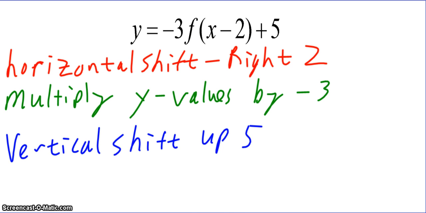Okay, hopefully you said there's going to be a horizontal shift to the right 2, or if you said add 2 to the x values, that's fine. Multiply the y values by a negative 3, or if you said vertical stretch, plus there's going to be a reflection over the x-axis. That's what multiplying the y values by negative 3 will do. And then there's going to be a vertical shift up 5, or you could say add 5 to the y values. Now we want to make sure we understand that in this sort of notation, because this is exactly what relates to the trig functions as well.